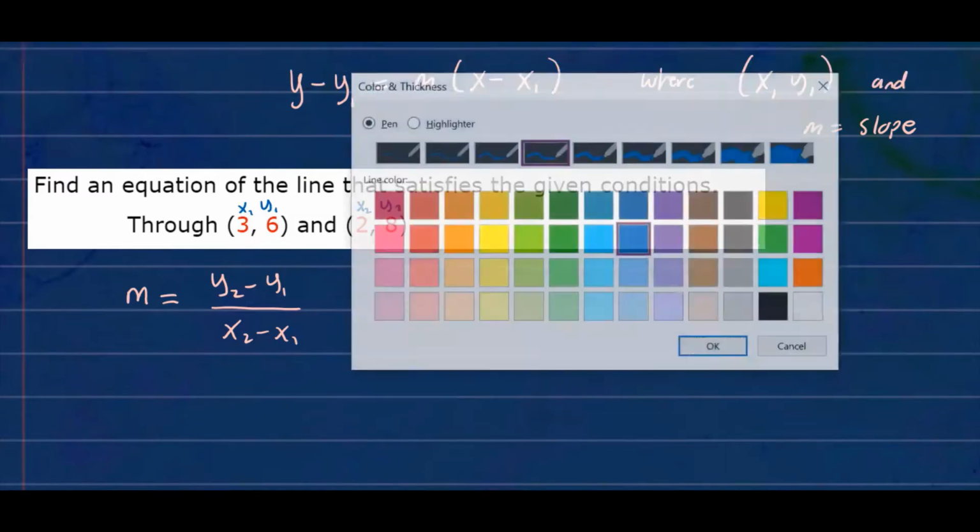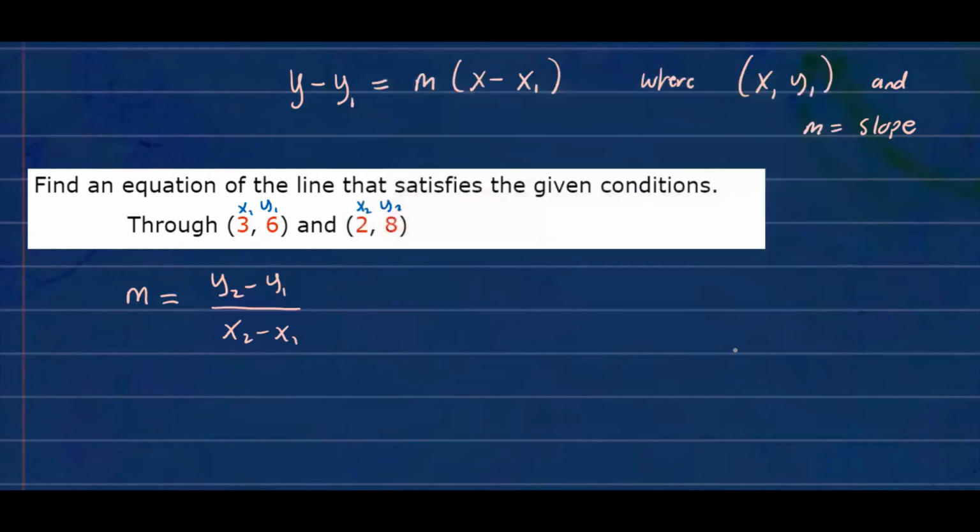Now, let's go ahead and substitute these points into our slope formula. We have y2, that's 8, minus y1, that is 6, over x2, that's 2, minus 3. And we perform the subtractions: 8 minus 6, that's 2, and 2 minus 3, that's -1, which we can just represent as -2. So we have the slope, now we need a point.